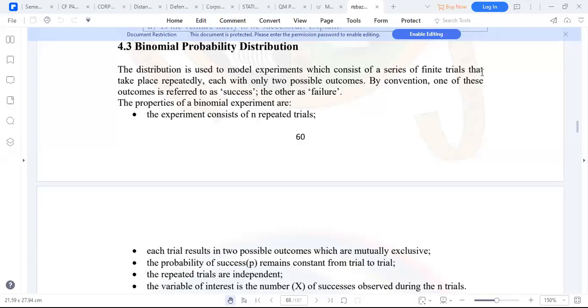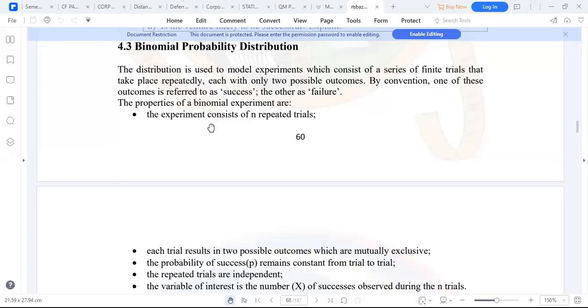So we are going to look at the binomial distribution. Bi means two. So binomial distribution is a model that we use in experiments to try finite or numbered trials that can take place repeatedly. So binomial distribution has the following properties. How do we know it's a binomial distribution?